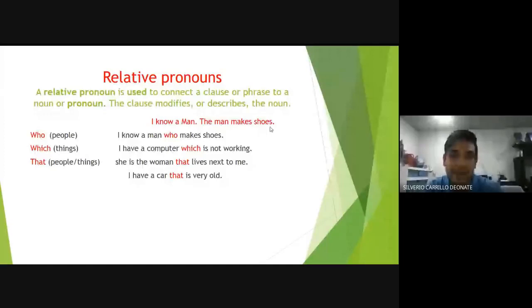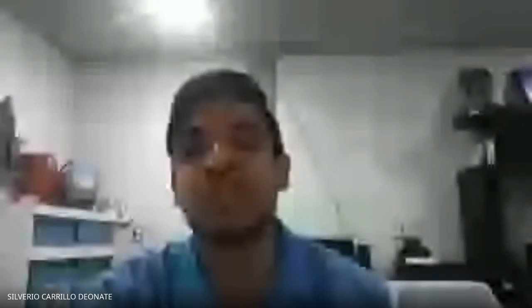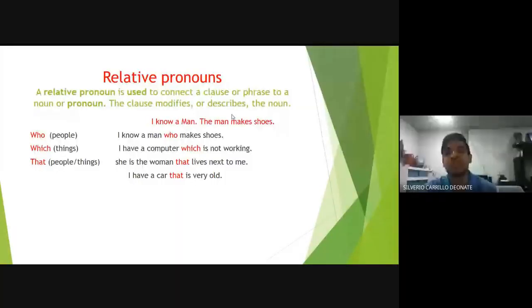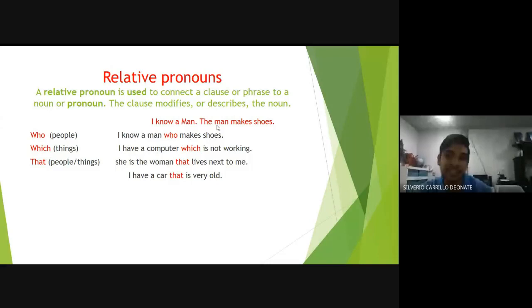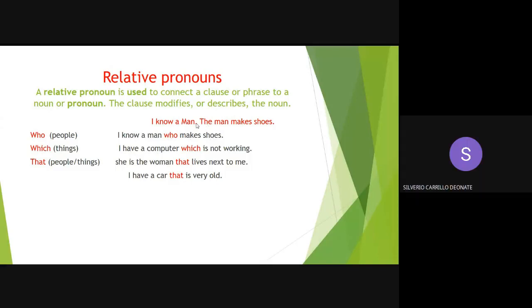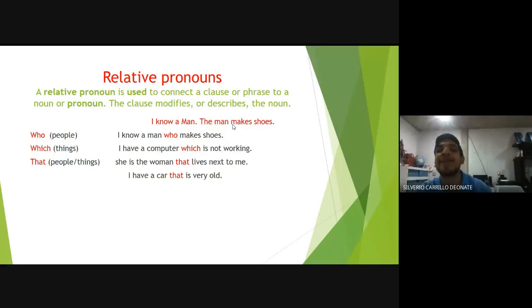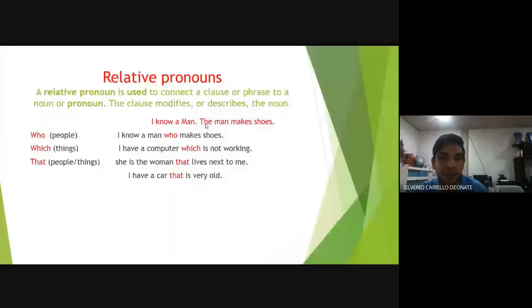Okay, for example, the first example we have in here, I know a man, the man makes shoes. So if we take into account these two sentences, we can create just one by saying I know a man who makes shoes. If you notice, the part that says shoes, because we are replacing the subject of the second sentence, the man, with the relative pronoun who. Is it clear?